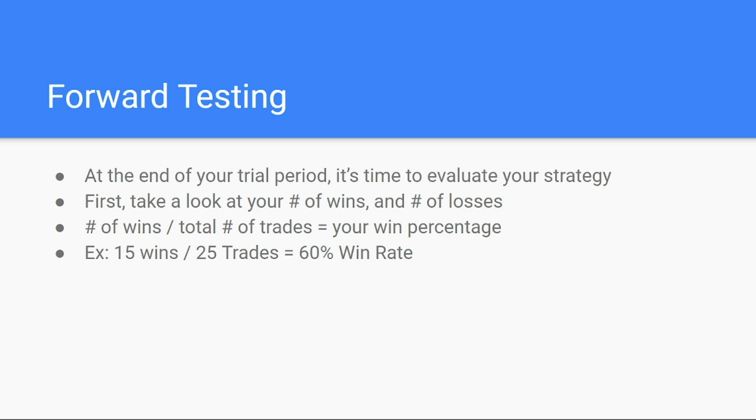And 60% of the time, even on a 1-to-1 risk to reward, meaning you risk $1 to make $1, is actually still a winning strategy in most cases. So it's very important to calculate your win rate, just so that you have an idea of how often you should be winning your trades. If you have a 70% win rate and you're losing 70% of the time, something is wrong, right?